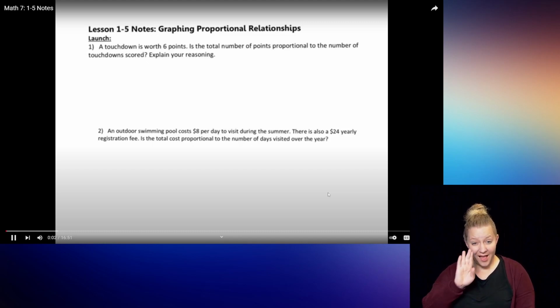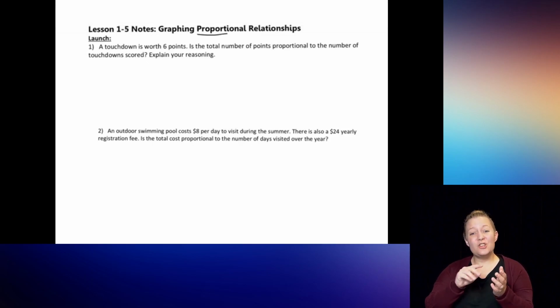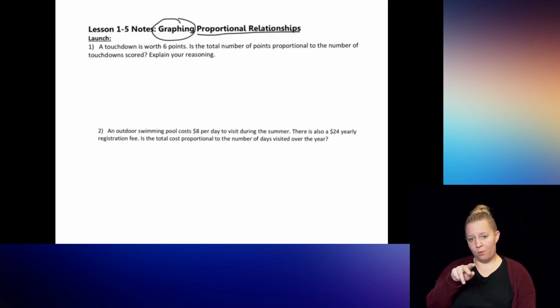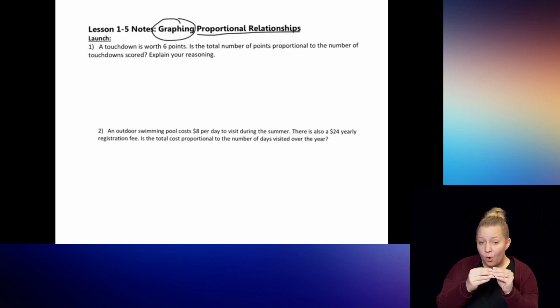Hello, Prairie Trail students. We are going to continue looking at proportional relationships today, but we're going to get into what they look like when we graph them. That's going to extend our learning from lesson 1-4 where we just worked with the table of values.